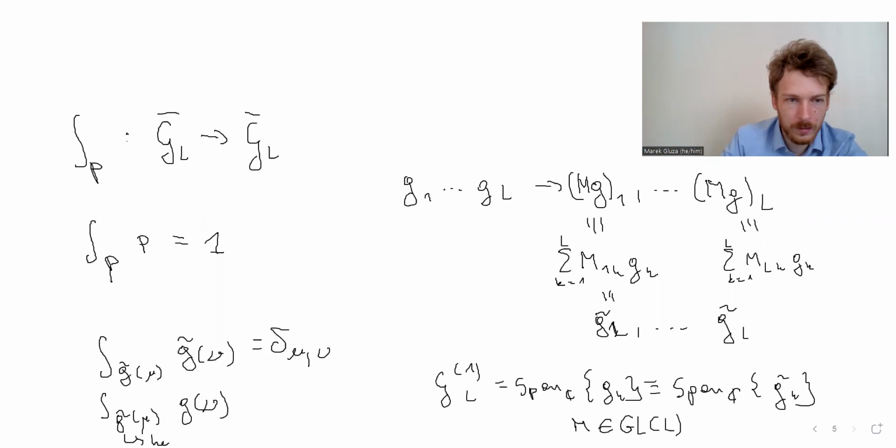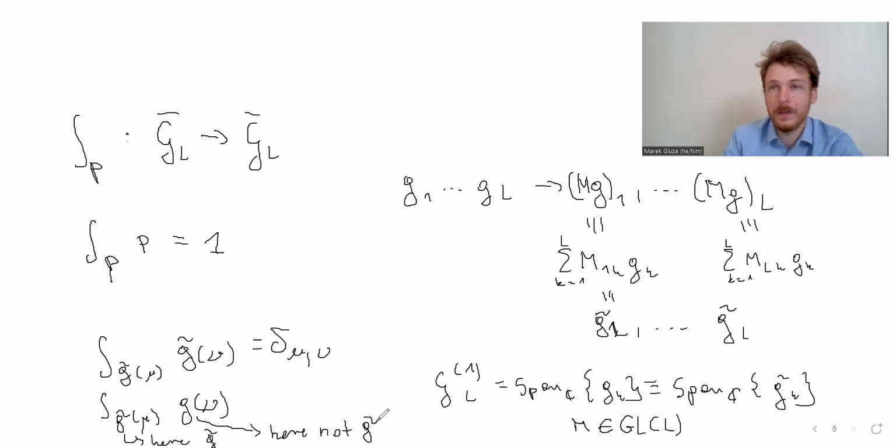So here G mu, and here not G mu. So for the case of mu being the generators, so equal to some eta, we understood this, and now the question is what happens in this more complicated case.